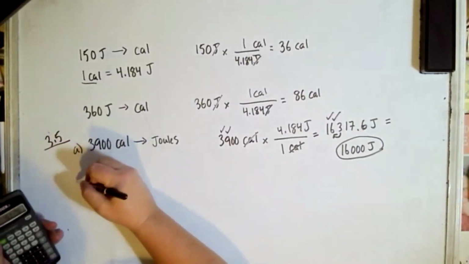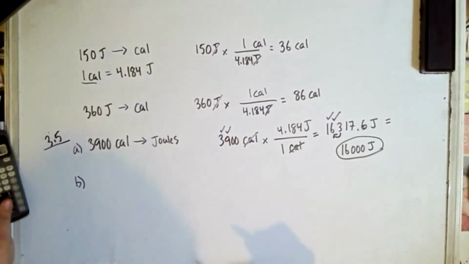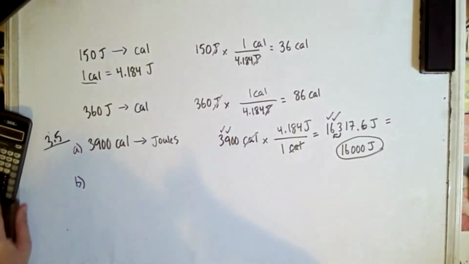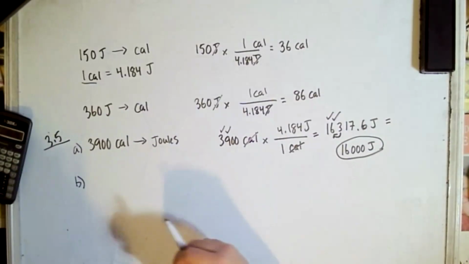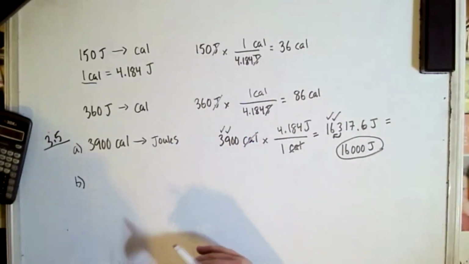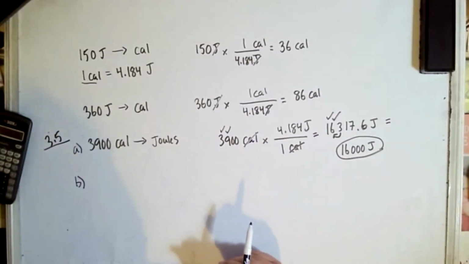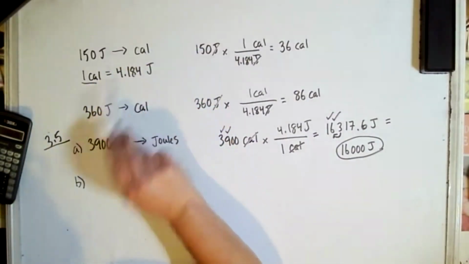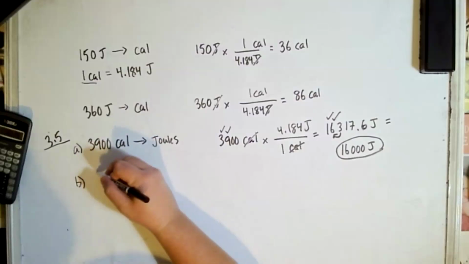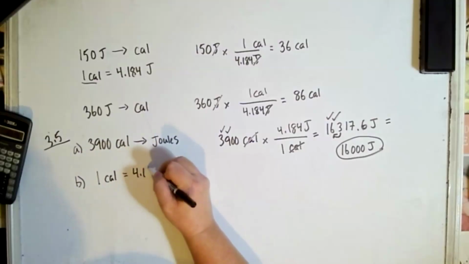And then 3.5 part B says a swimmer expends 855 kilocalories during practice. How many kilojoules did the swimmer expend? If we look back at our conversion here, our conversion is in calories and it's in joules.